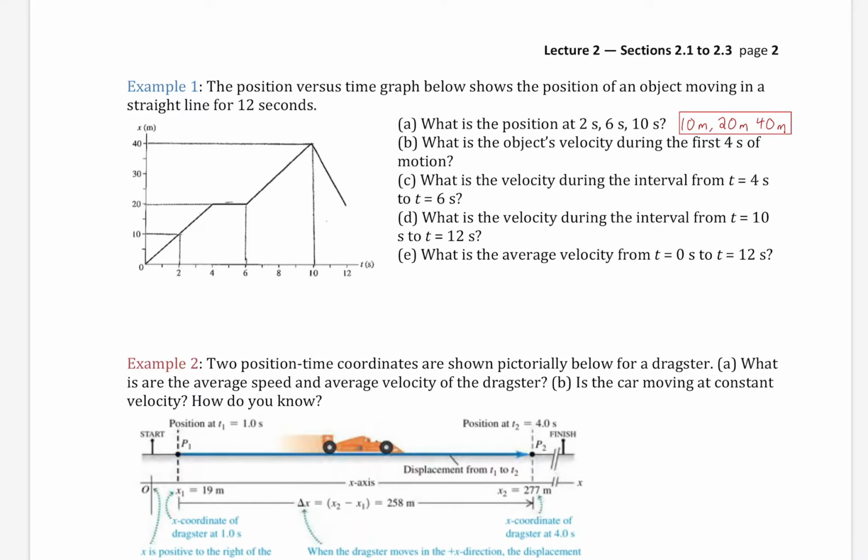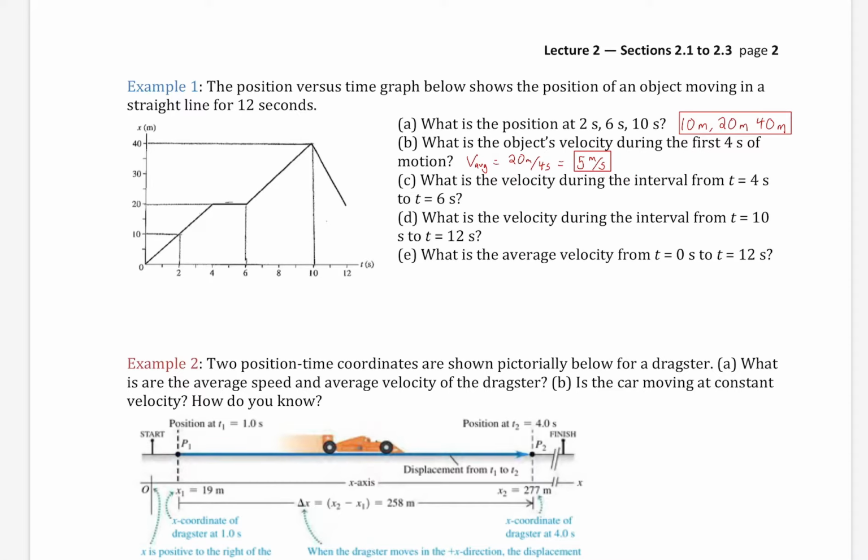So we would just look at the point 2, draw a line, see where that meets our curve, and it meets at 10. There's our answer. Likewise for 6, draw a vertical line, see where it meets our curve, that meets it at a position of 20, thus the answer is 20. Okay? And so on. Many of you have seen that before. Okay? Part B. What is the object's velocity during the first 4 seconds of motion?